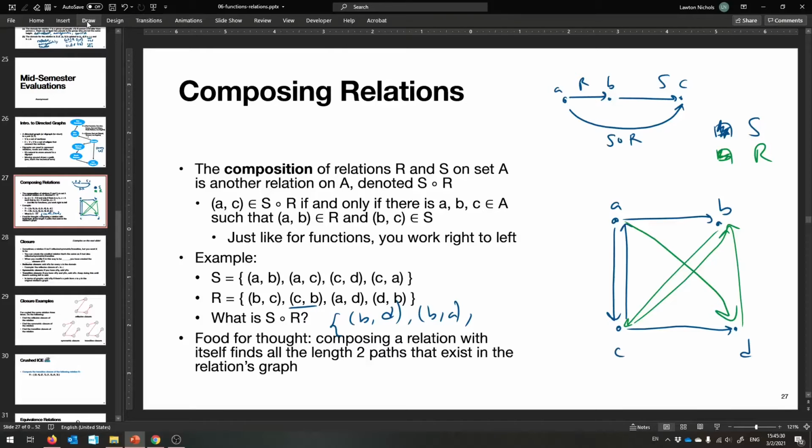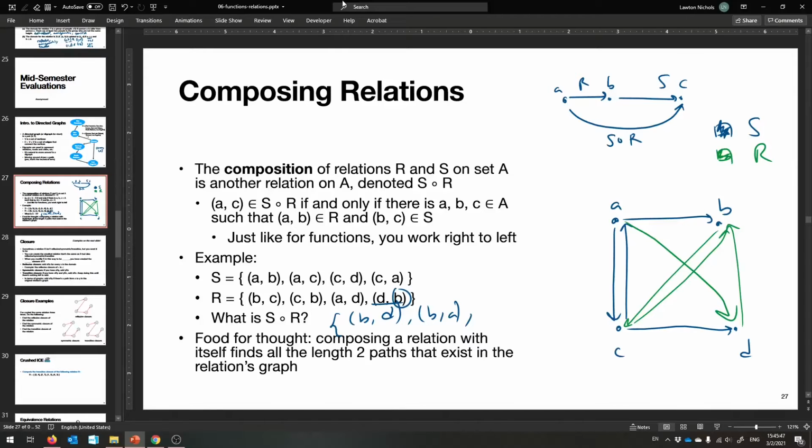Okay, this one first now. What starts with B? Nothing starts with B, so we can't use that for anything. Okay, how about this one? What starts with D now in S? Nothing, we can't use this. Okay, darn. How about this one?